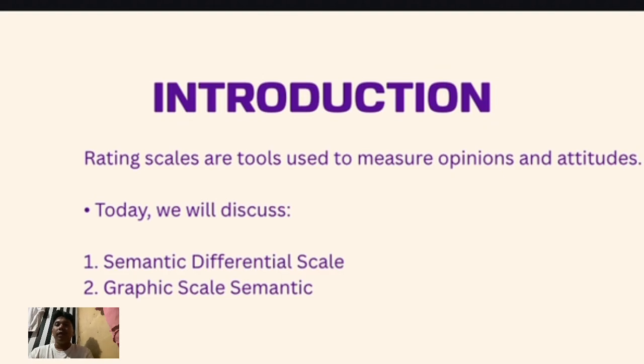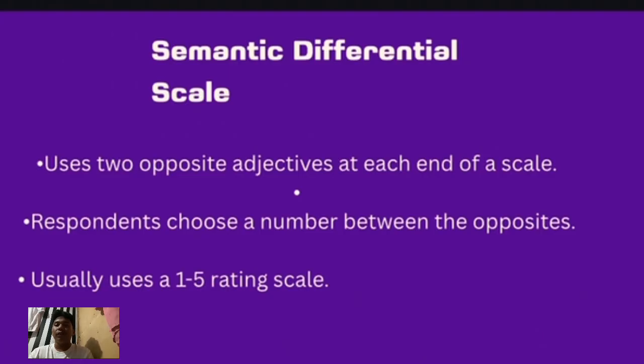To begin with, let us first understand what rating skills are. Rating skills are tools used to measure people's opinions, feelings, or attitudes towards something. They help researchers and teachers to collect information in a structured way. In this presentation, we will focus on two types of rating skills, which are the semantic differential skill and the graphic skills. Now, let us first discuss the semantic differential skill.